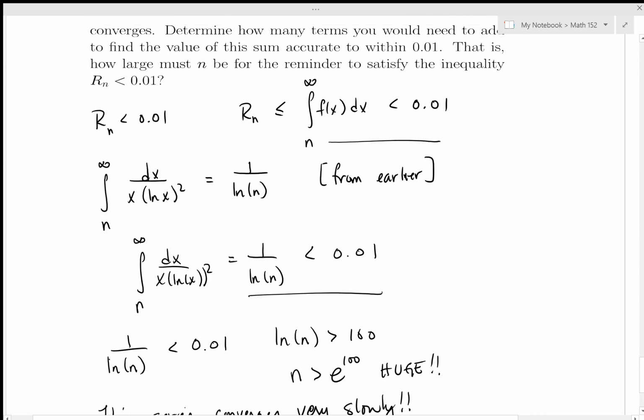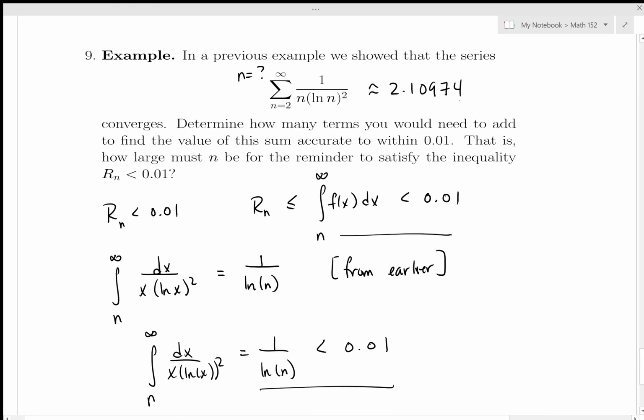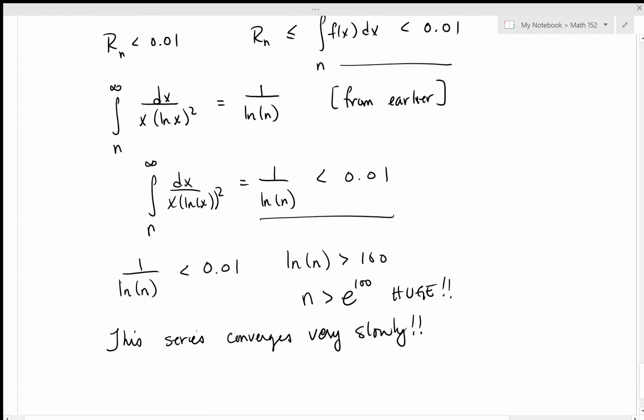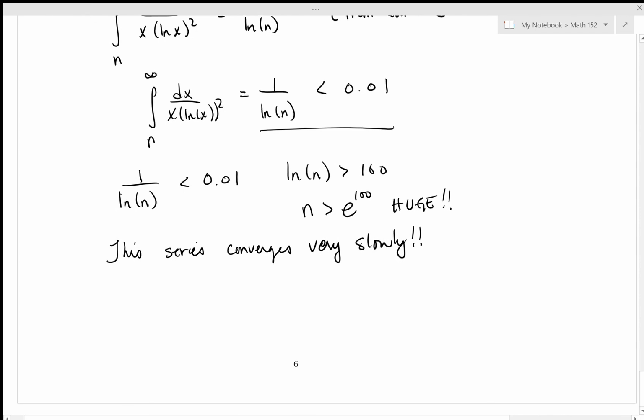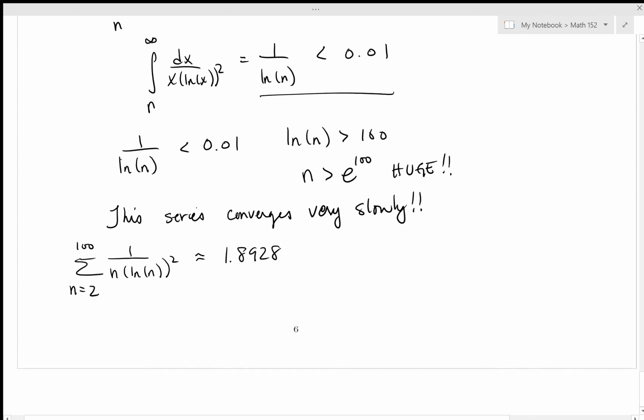So I gave you an indication here of the 1, 2, 3, 4, 5 decimal place approximation there. I'm going to just show you what happens if I was to go in a computer and go from 2 to 100 of this thing here. I would get approximately this number, 1.8928 approximately.